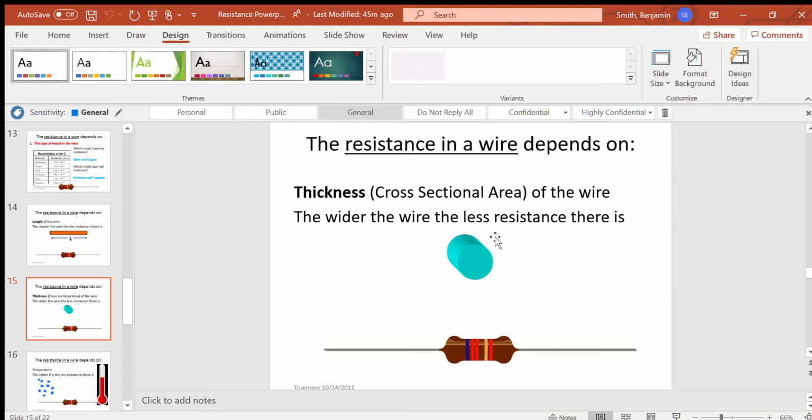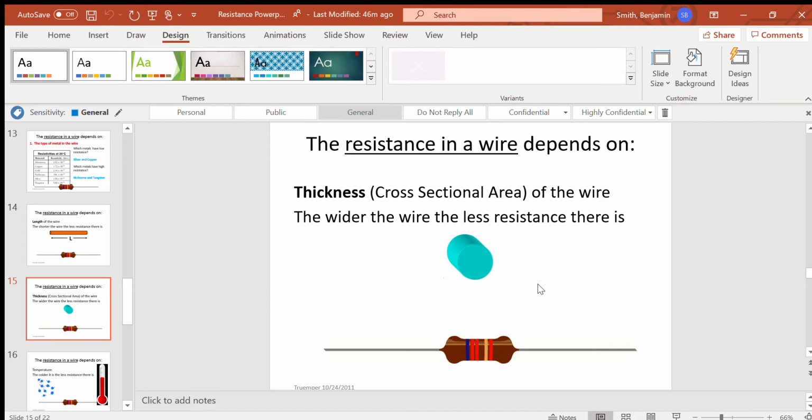Another factor is the thickness, also known as the cross-sectional area of the wire. The thickness of the wire can greatly change the resistance the electrons experience. So the thinner the wire, the more resistance the electrons experience. Imagine trying to fit 50 cars down a 1-lane highway versus 50 cars down a 5-lane highway. It is a lot easier as the road gets wider or thicker. So the thinner something is, the more resistance there is, but the wider or thicker, the less resistance the electrons experience.